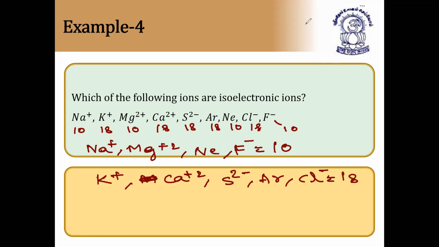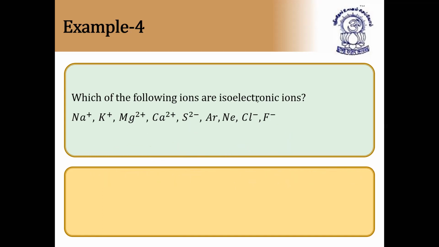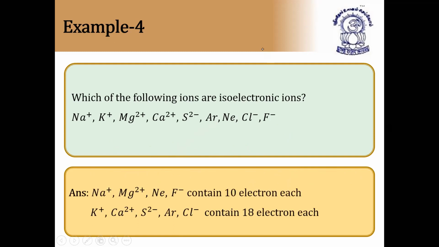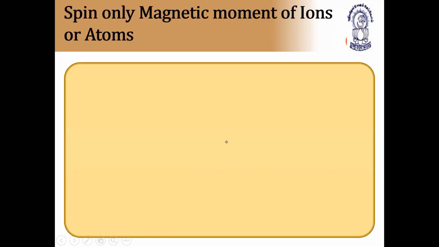So I hope you can understand this question. Easy it is. You can see the answer now. As I told you, these contain 10 electrons each, and these are the 5 species which contain 18 electrons each. Is it clear now? Next question.